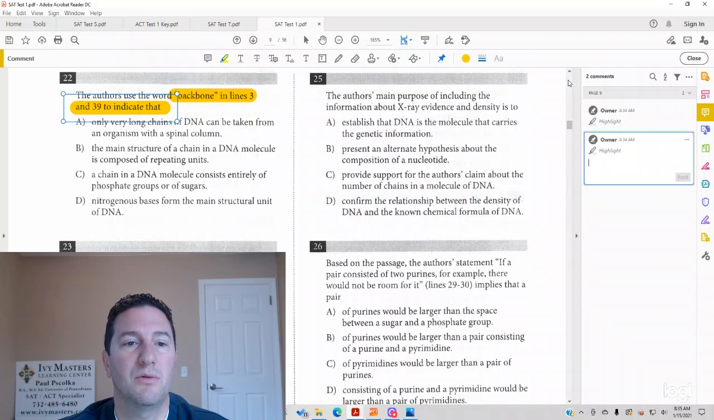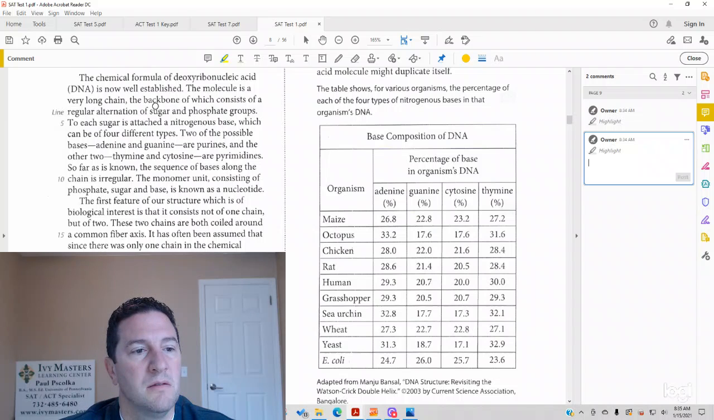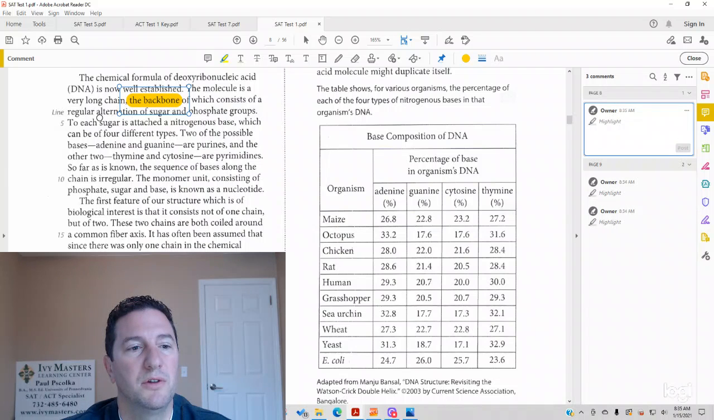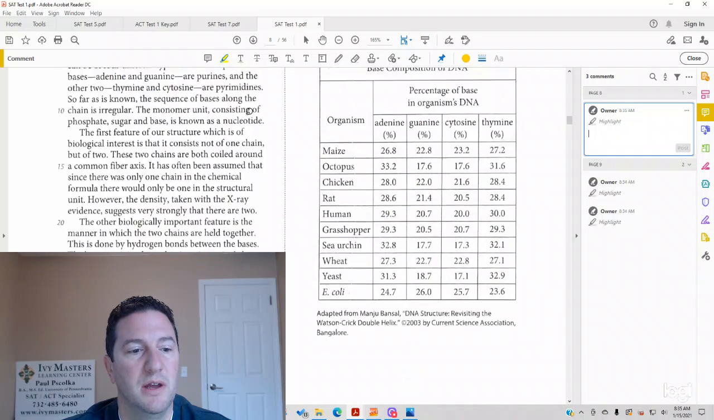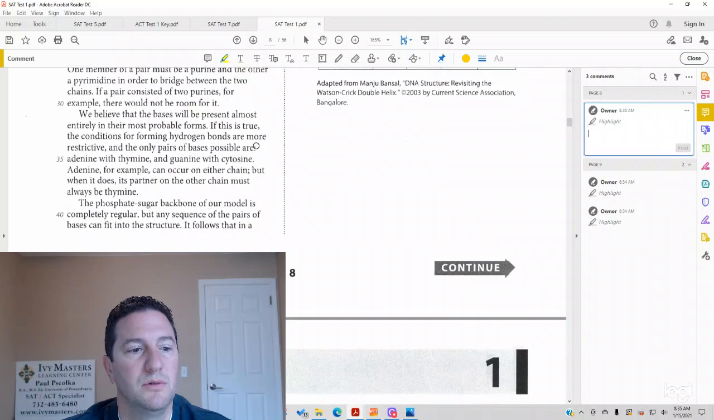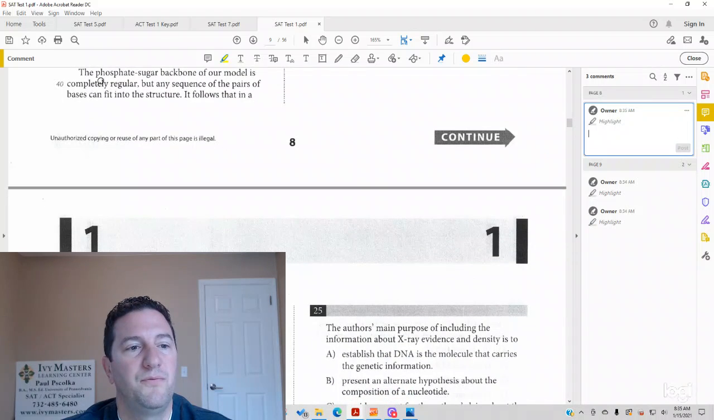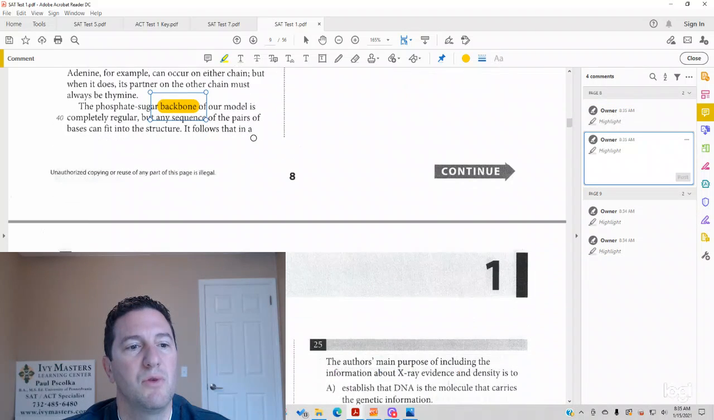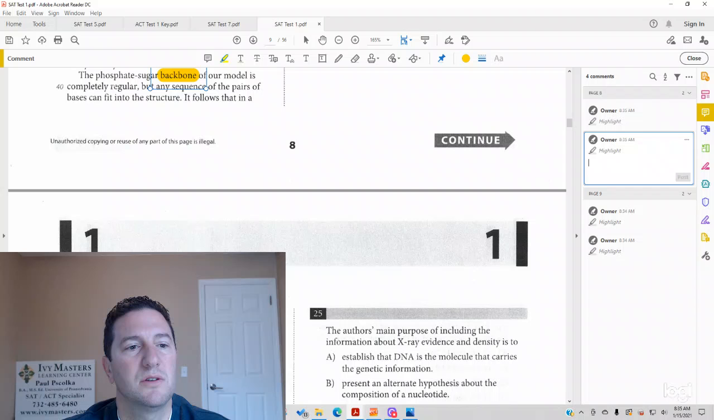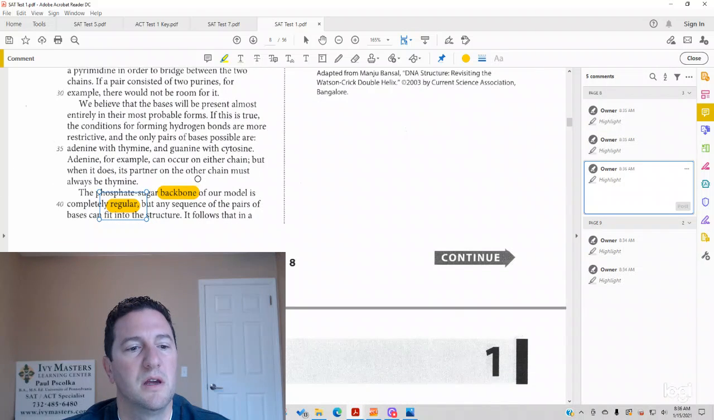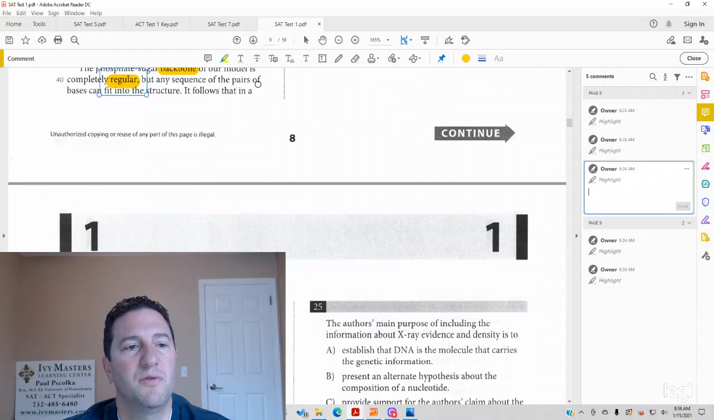So, going to line 3, backbone. The molecule consists of a very long chain, the backbone of which consists of a regular alternation of sugar and phosphate groups. So, there you have it in line 3. And then we go down to line 39. The phosphate sugar backbone of our model is completely regular. And notice you saw regular in both contexts, but any sequence of pairs of bases can fit into the structure.